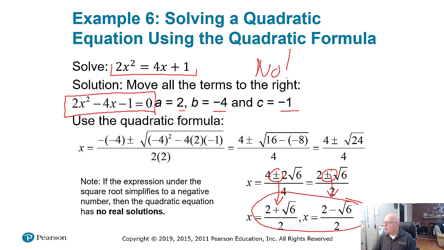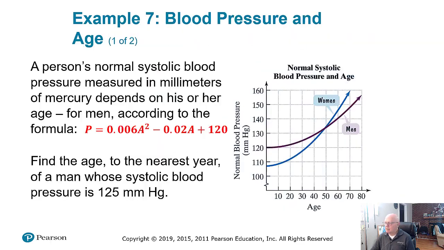If this number inside is negative, then you won't have any solutions at all. No real solutions at least. And that means no solution. If you want the solution set, what is it? It's empty because there are no solutions.